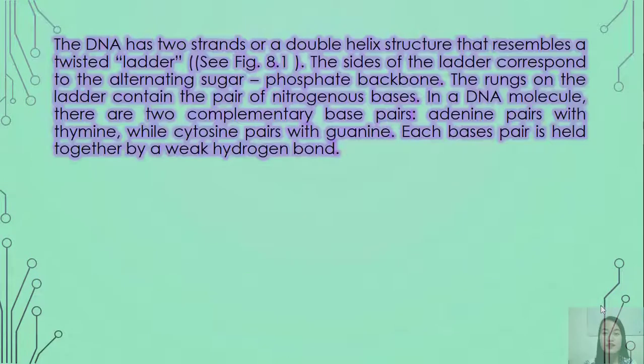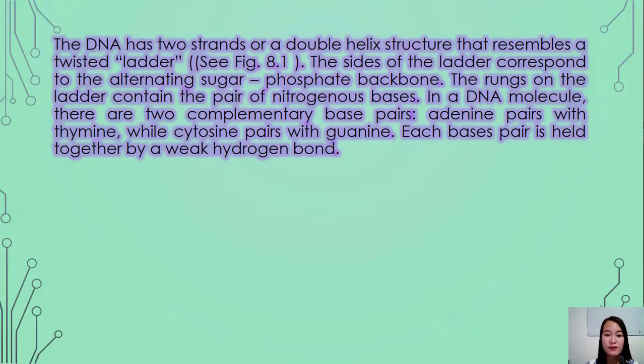Okay, so next, the DNA has two strands, or a double helix structure that resembles a twisted ladder. As you can see class, makikita natin yung DNA, di ba siya ay twisted ladder. And the sides of the ladder correspond to the alternating sugar-phosphate backbone. The rungs on the ladder contain the pair of nitrogenous bases. In a DNA molecule, there are two complementary base pairs. Ito yung gagawin natin mamaya.